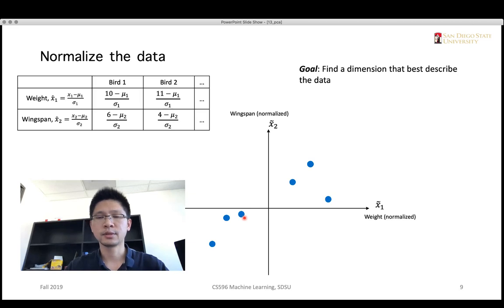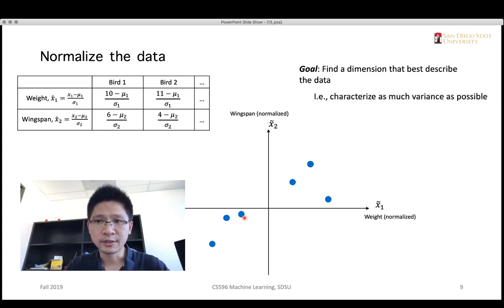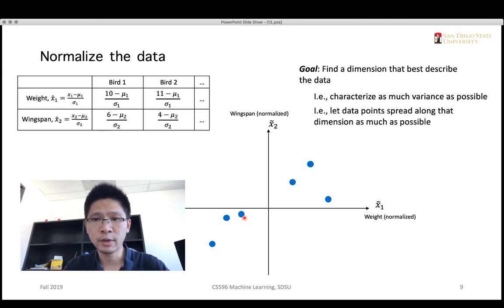Now next we need to consider the goal. So remember, the PCA's goal is to find the dimension that best describes the data. Okay, because now we are reducing from 2D to 1D, so there will be only one dimension left. So therefore, our only consideration is that we just need to find one dimension that characterizes as much variance as possible. Okay, in other words, we want the data points to spread along that new dimension as much as possible. Okay, remember, our second consideration is that all the remaining dimensions should be independent of each other. But right now, because we only have one dimension left, there's no such issue as independence here. Okay, so now we just consider how to select a dimension such that all these 6 normalized data points spread as much as possible.